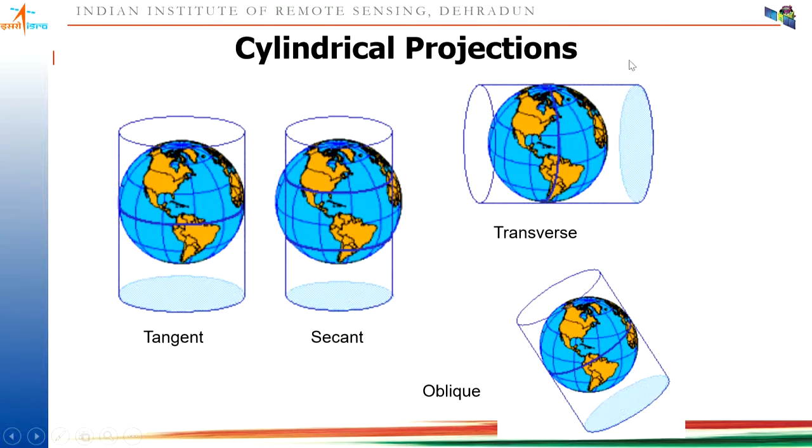In the transverse tangent case, this is a transverse and tangent case, because you see it is just touching, so it is basically a tangent case, and if the cylinder is horizontal, it is a transverse case.